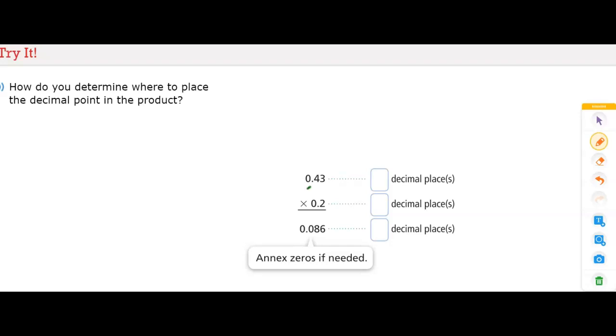If you look at the first number, 0 and 43 hundredths, you have 2 numbers after the decimal, so that means we have 2 decimal places. You look at 0 and 2 tenths, we have 1 number after the decimal, which means we have 1 decimal place. Then you must add those together. We get 3. So our answer, or product, needs to have 3 decimal places after the decimal. So we have 0, 8, and 6 that go after that decimal. And so that is how you know where to place your decimal in the product.